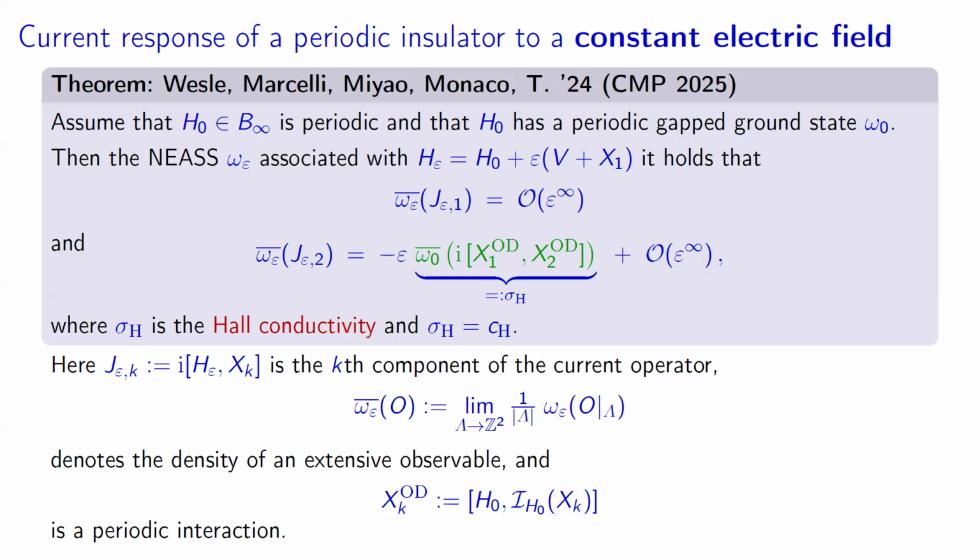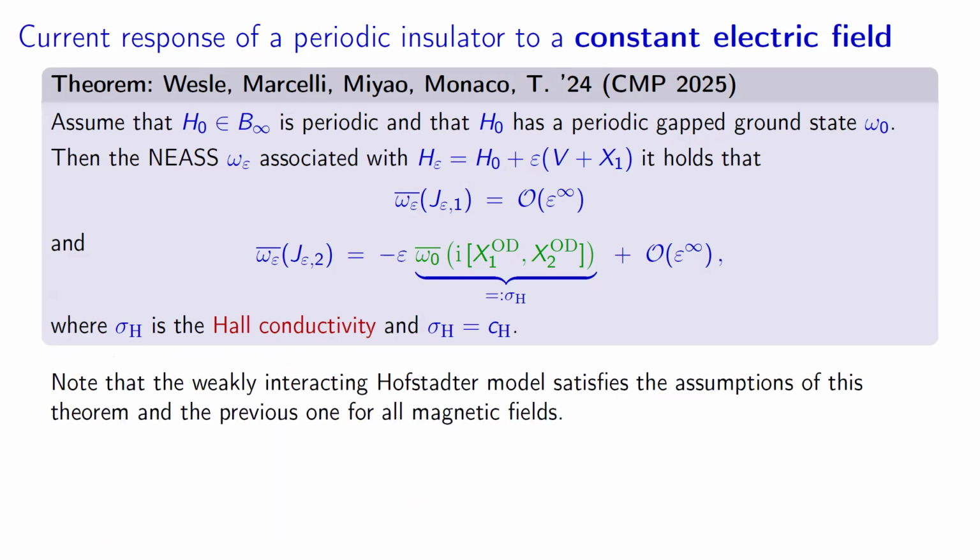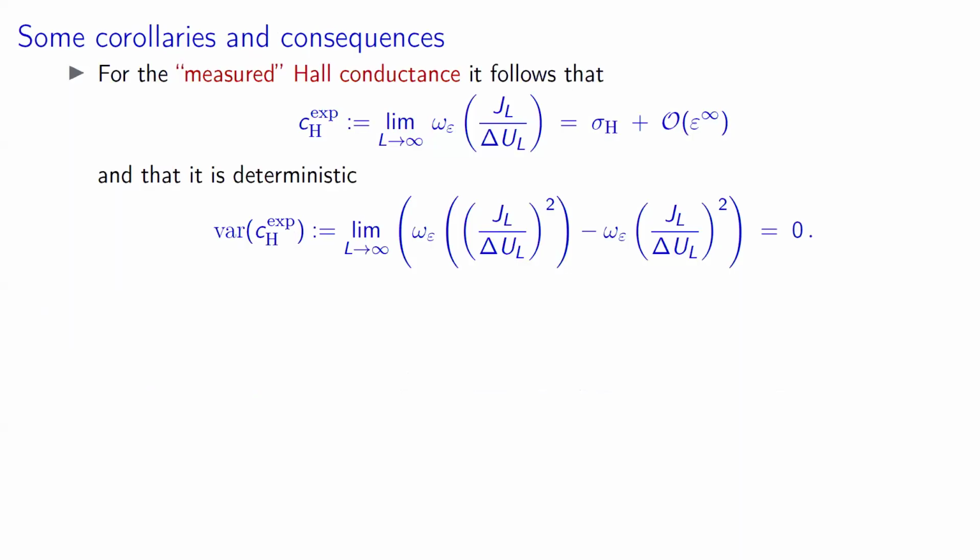And I don't explain now what this off-diagonal part is. And what I would like to emphasize is that this weakly interacting Hofstadter model I showed you last time, even for irrational magnetic fields, satisfies all the assumptions of this theorem. So we can apply it really to the weakly interacting Hofstadter model. And one more thing, before we come to the details.